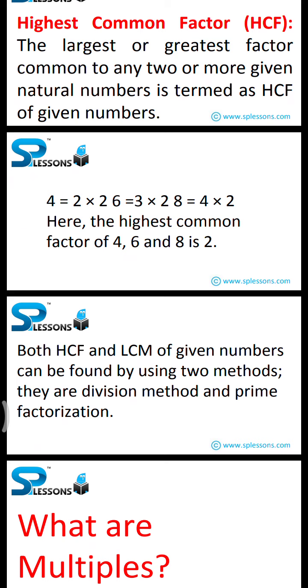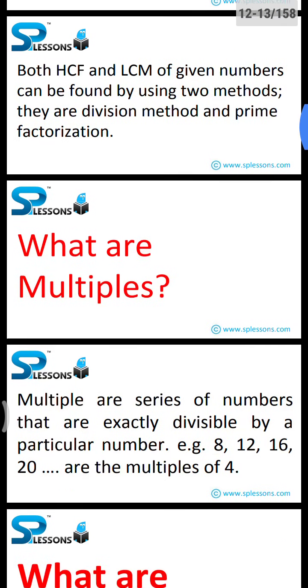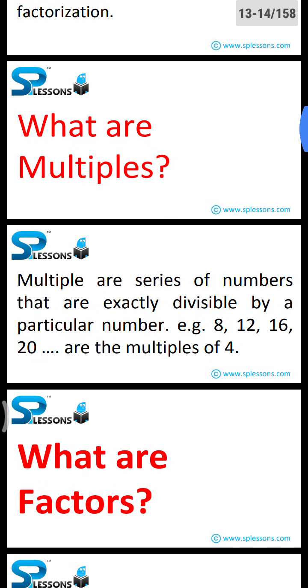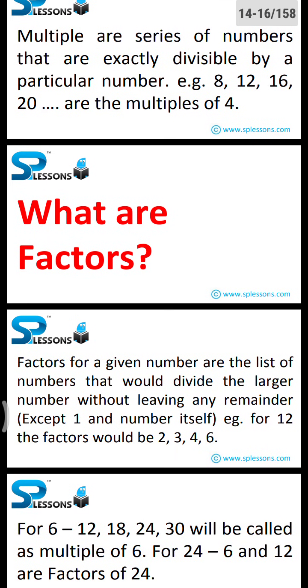Both HCF and LCM of given numbers can be found by using two methods. They are the division method and prime factorization. What are multiples? Multiples are series of numbers that are exactly divisible by a particular number. Example, 8, 12, 16 are the multiples of 4. What are factors? Factors of a given number are the list of numbers that would divide the number without leaving any remainder, except one and the number itself. Example, for 12 the factors would be 2, 3, 4, 6.